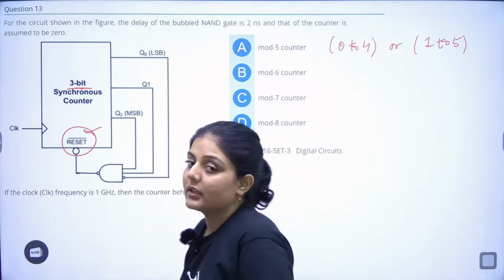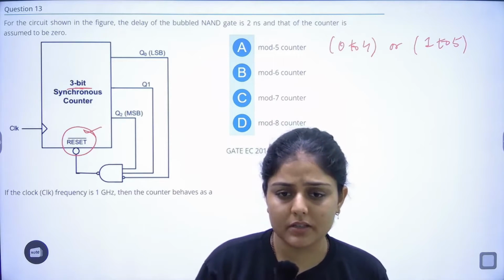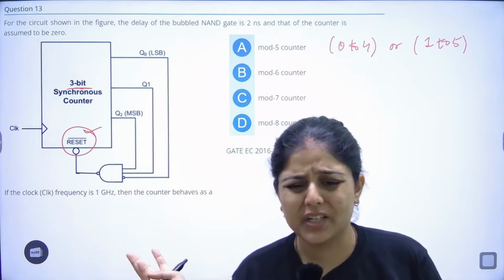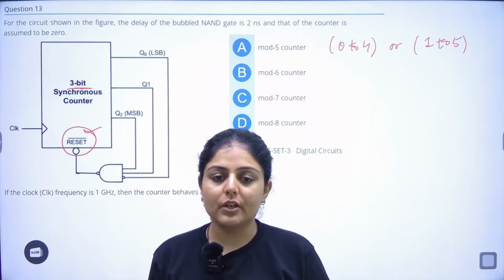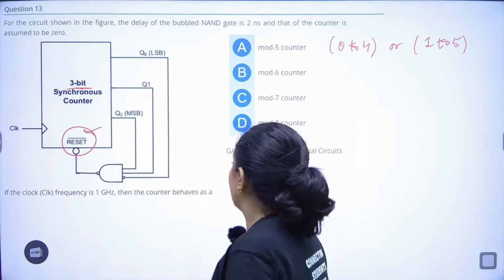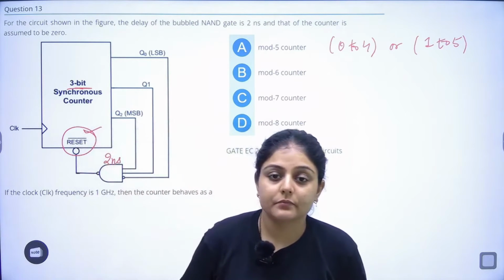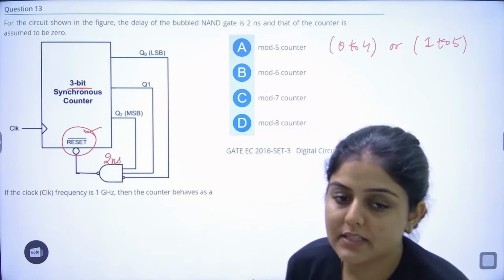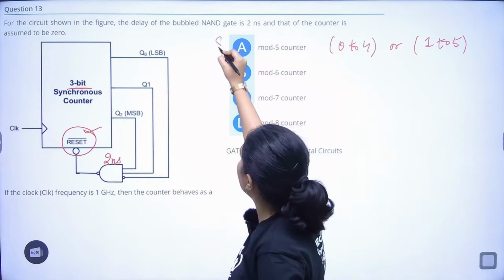Now in the question, a circuit is given. It is a 3-bit synchronous counter. Synchronous counter means the same clock is given to all the flip flops. So it is 3 bits, so basically three flip flops will be there, and the clock given to all 3 flip flops will be the same. The delay of the bubble NAND is 2 nanoseconds, and the counter delay is assumed to be 0. If the clock frequency is 1 gigahertz, the counter behaves as what? So what value of mod will it give?